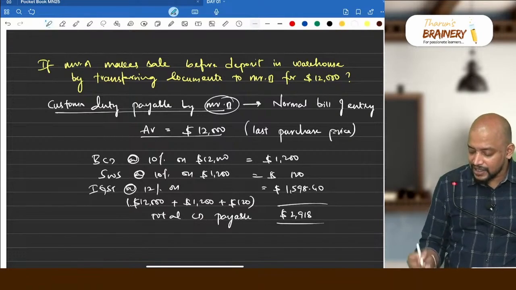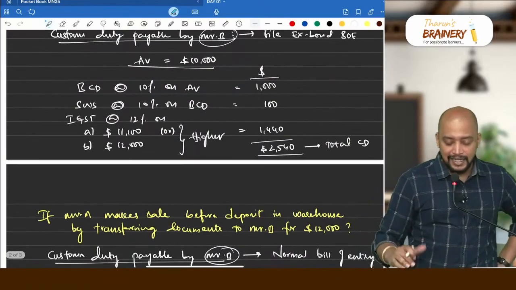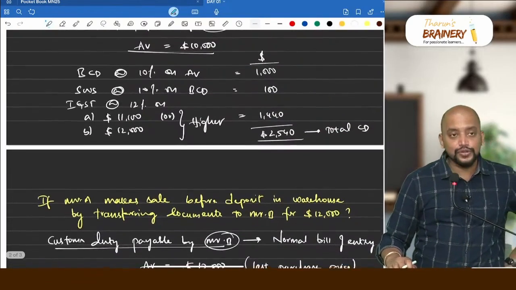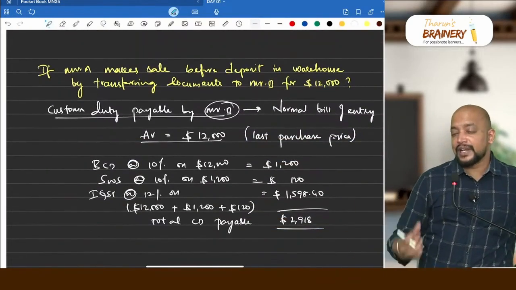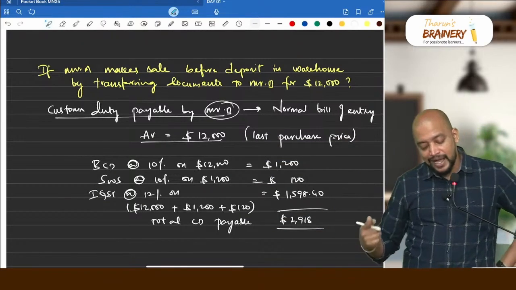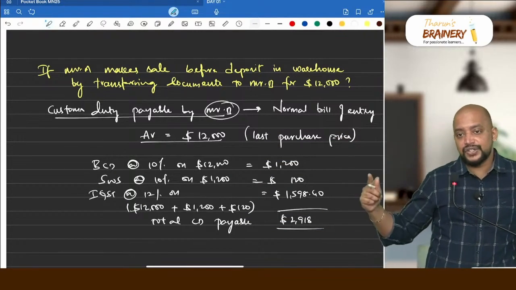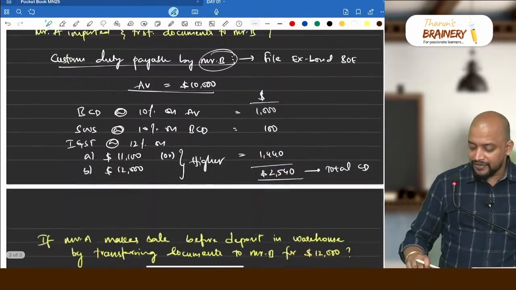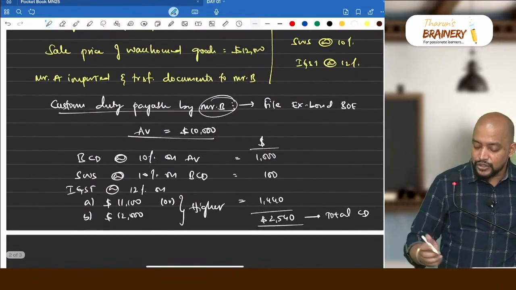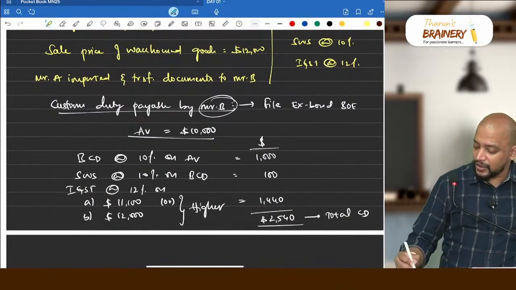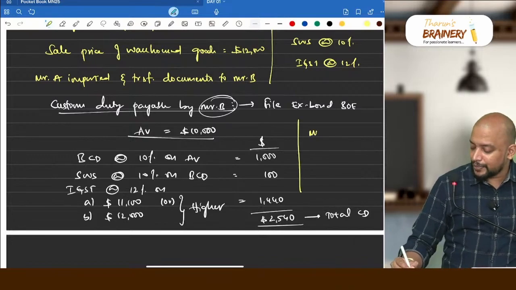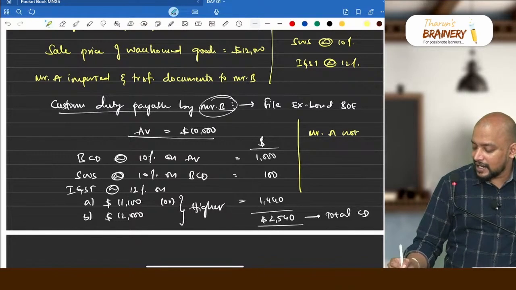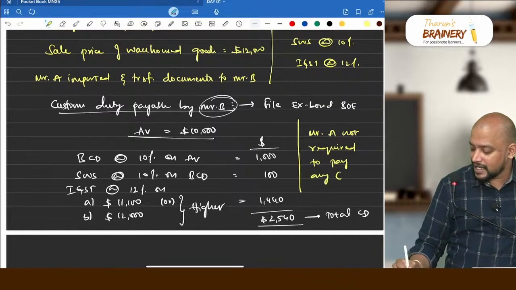So completely it changed. The customs duty is increasing. Why is customs duty increasing from 2,540 to 2,918? Because the assessable value has changed. The assessable value itself has changed, so that has impacted. So that is the difference. And in this case, whether A has to pay any GST? No. Mr. A is not required to pay any GST.